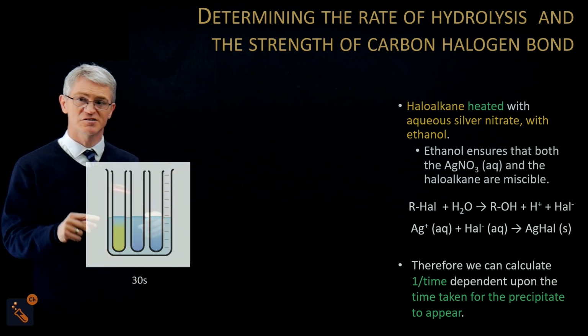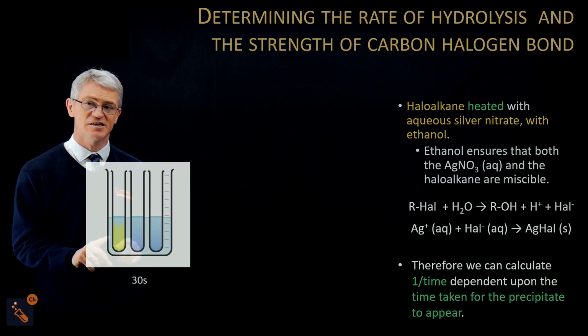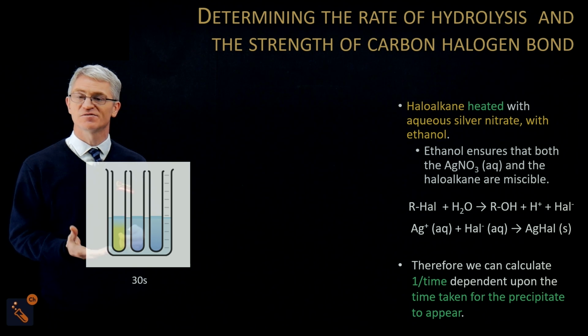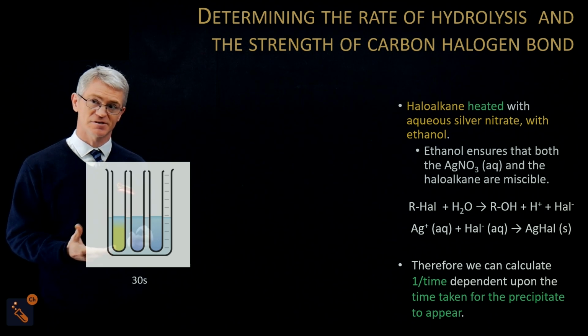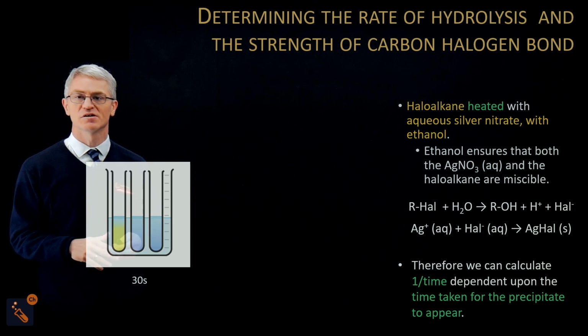So in this one, we can see a precipitate has appeared already. It's the yellow one, and the yellow one is silver iodide. Okay, hopefully you remember from previous learning.